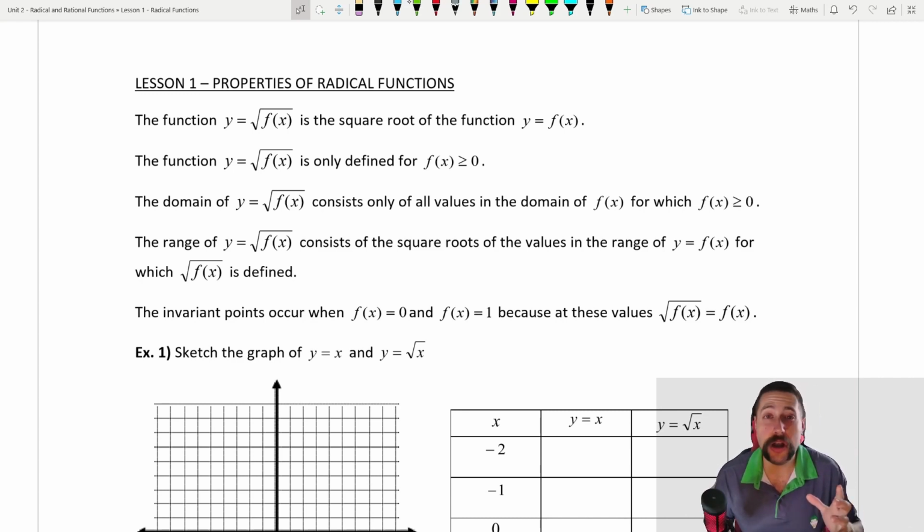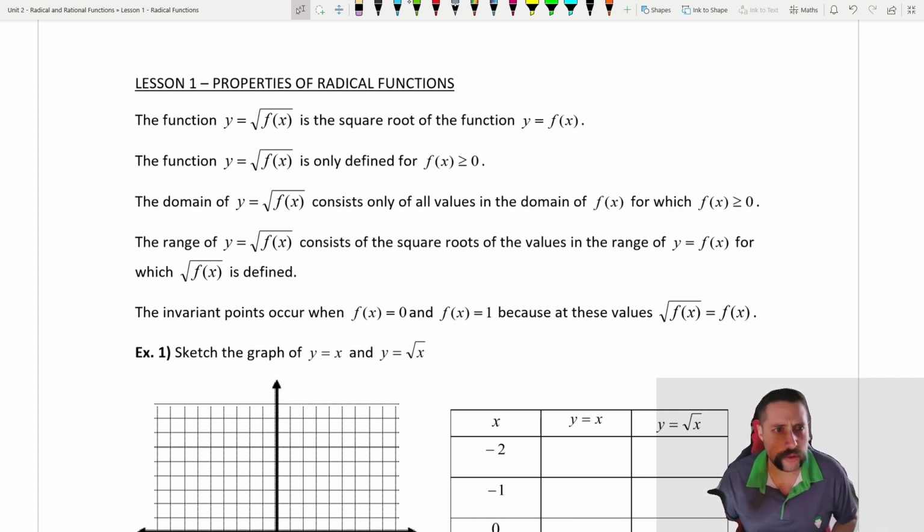Today we're going to be moving on to our radicals and rationals unit for grade 12 pre-calculus. So let's start off with lesson number 1, talking about properties of radical functions. The function y equals the root of f of x is the square root of the function y equals f of x. So you're just square rooting the y values.